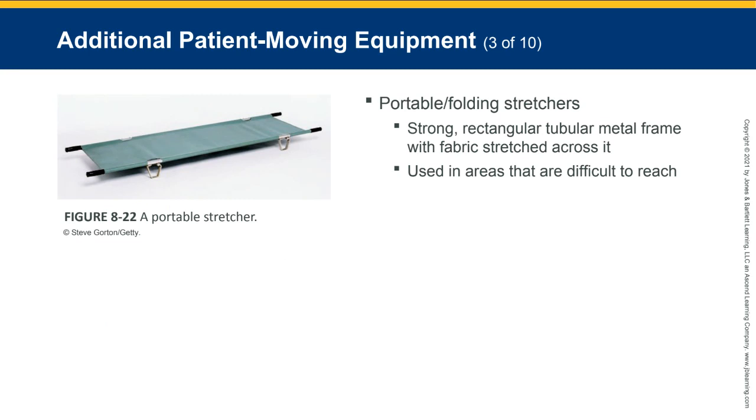You have your portable folding stretchers. You will see these a lot out here. JDF uses these stretchers a lot. These stretchers are necessary in areas where your wheel stretcher would not be able to move, or it might not be appropriate for you to use. You may have to leave the wheel stretcher at a location, put the patient on a portable folding stretcher, and then get them to the wheel stretcher.